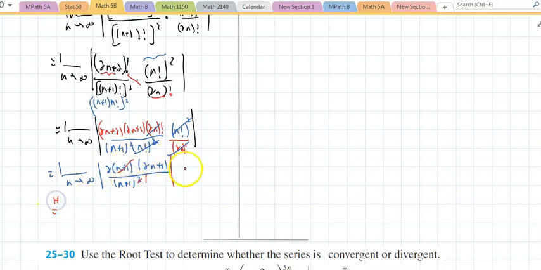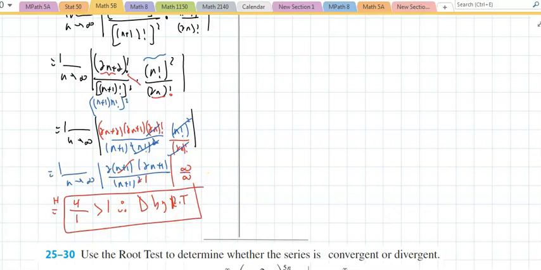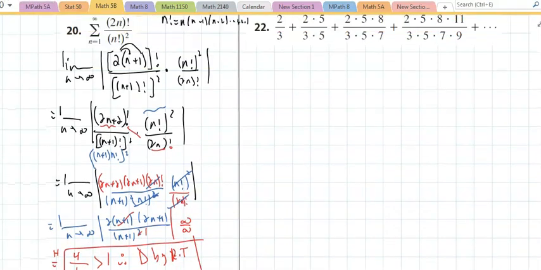By L'Hopital, since that's infinity over infinity, the derivative of the top is 4 and the bottom is a 1. Bigger than 1. Therefore, absolute divergent. Divergent by the ratio test. A really nice test, not that hard, very easy to use.